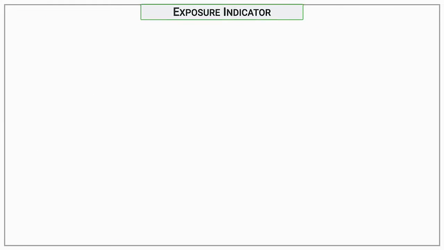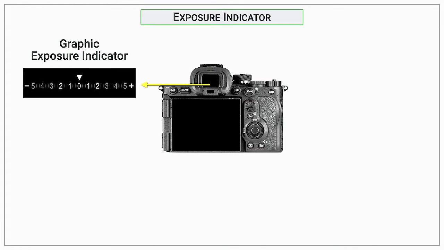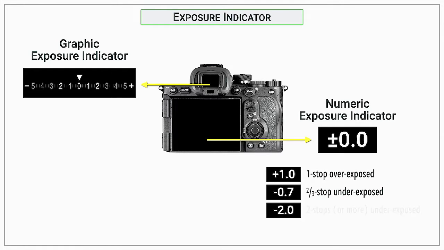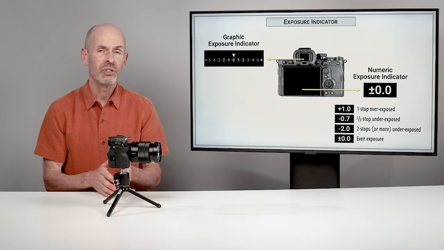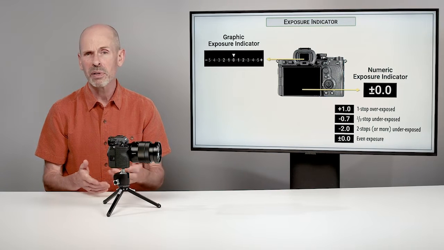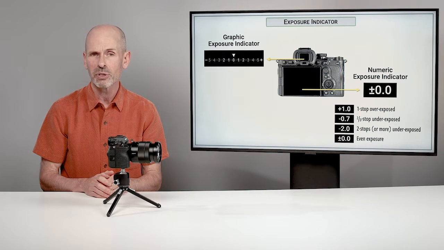Now, anytime you are shooting in a manual exposure, you're going to need to look at the light meter or the exposure indicator. Now, it's got a graphic meter in the viewfinder, but it has a numeric light meter on the monitor on the back of the camera. That'll show if you are +1 stop or -2/3 of a stop. And then generally speaking, you're probably going to want to start at a 0.0 or even exposure for your first shot to figure out what's appropriate for that particular situation.